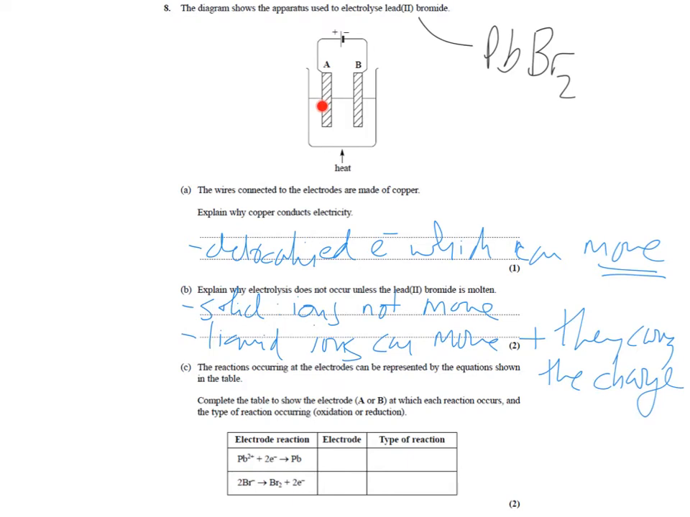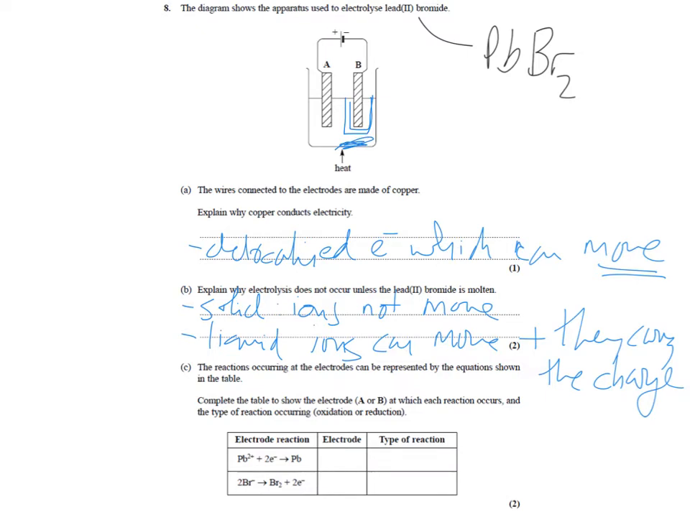Here we've got the positive electrode, here we've got the negative electrode. So where would the lead go? Where would the bromide ions go? Well, the lead ions are positive, so they're going to be attracted to the negative electrode, which is here. So we will get a layer of lead building up, or perhaps even, actually it'll probably be at the bottom because lead's pretty dense, so it'll sink.